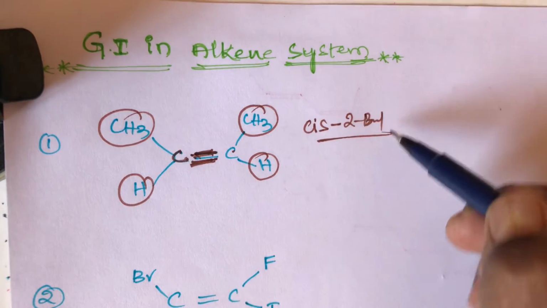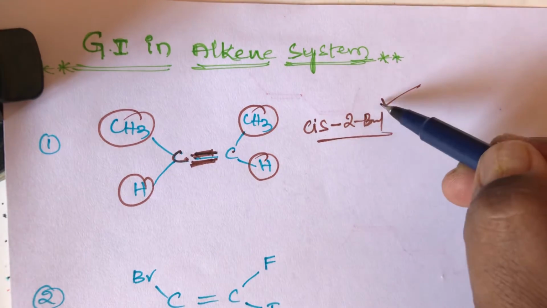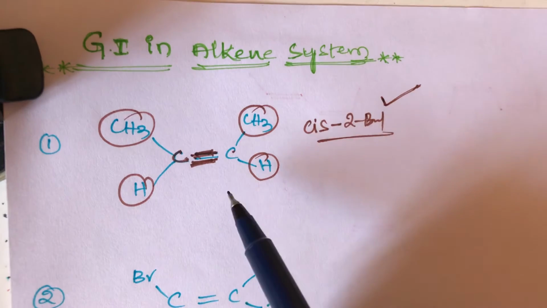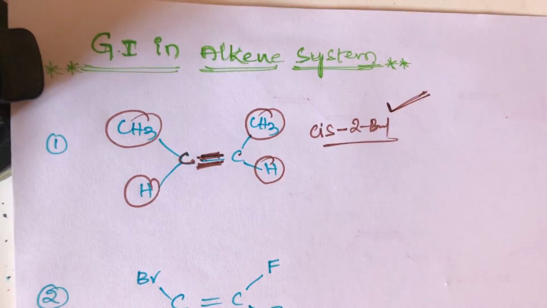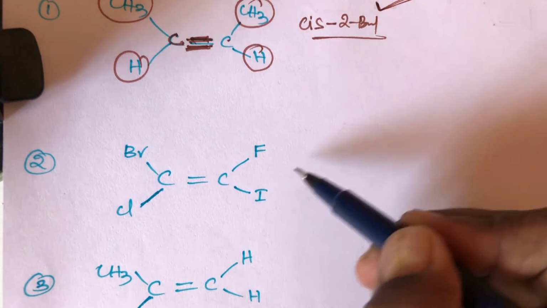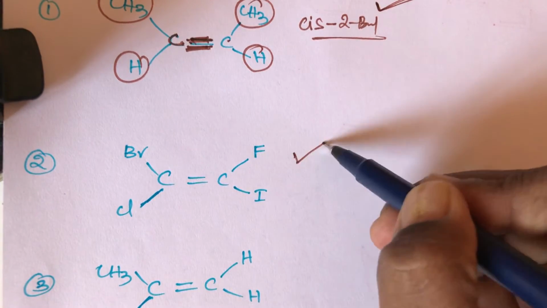The given compound exhibits geometrical isomerism. These two methyl groups are present on the same side of the double bonded carbon, so it is the cis isomer. And what about the second compound? Does it exhibit geometrical isomerism or not? The second compound also exhibits geometrical isomerism.